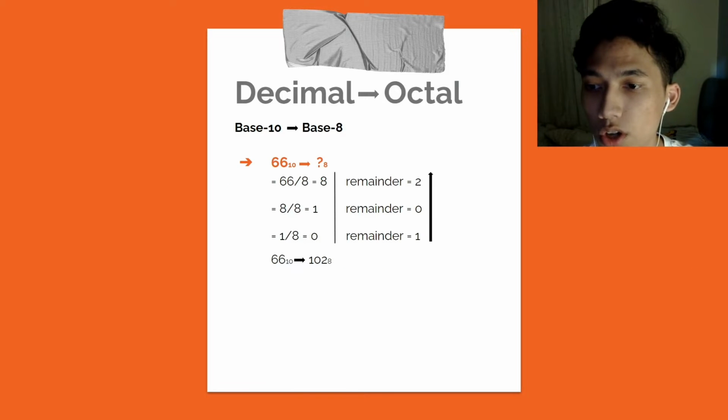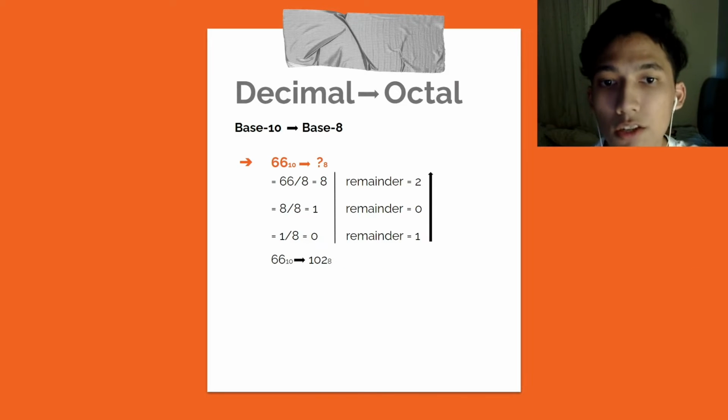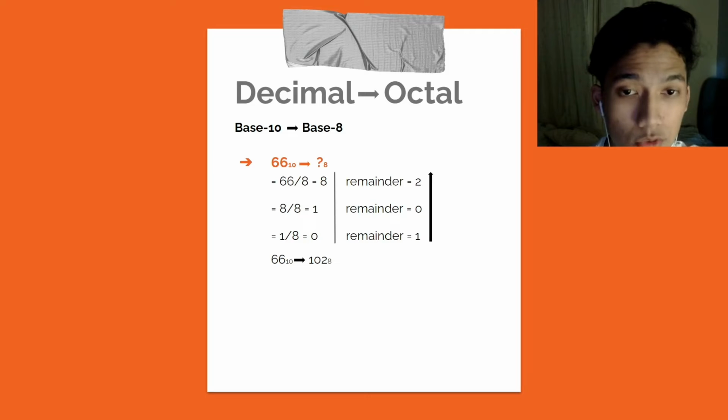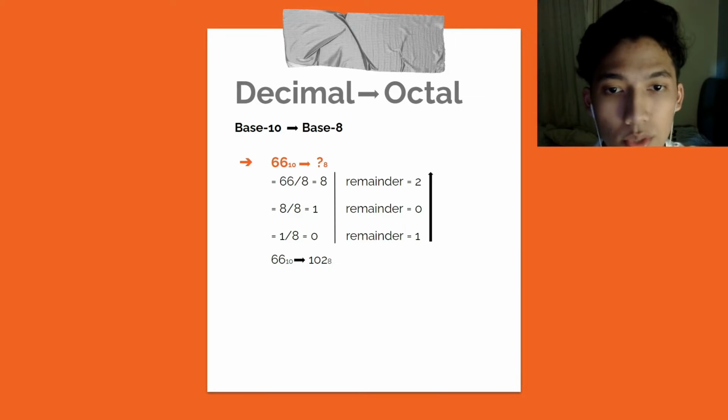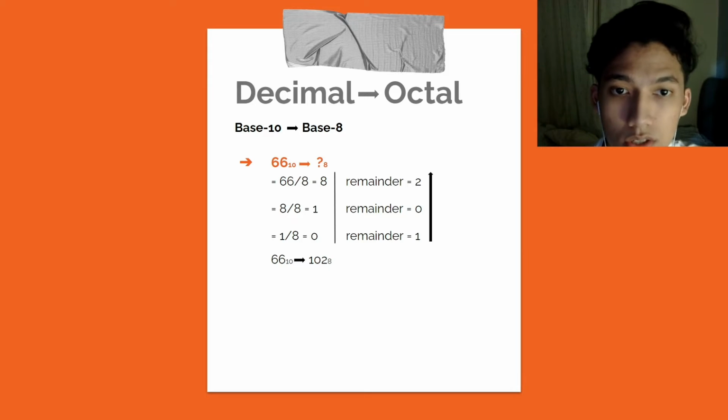So now let's move on to octal. So octal is base 8. Therefore, we're converting base 10 to base 8, so we have to divide it by 8. So this is an example, we have 66. So 66 divided by 8 is equal to 8, and then the remainder is 2.